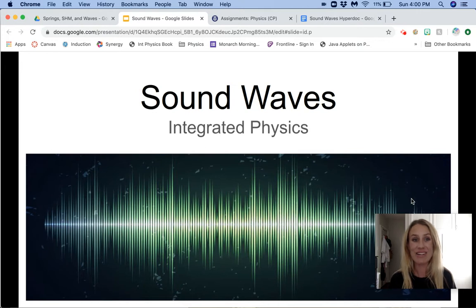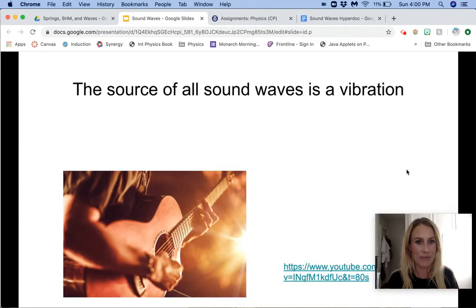So today we're going to be talking about sound waves, and I'm going to talk about basically how different types of instruments create different sound waves that you hear and interpret with your brain. Okay, so the source of all sound waves is a vibration. Now, it could be a vibration of a guitar string, like you see in this picture right here. It also could just be the vibration of the particles of air.